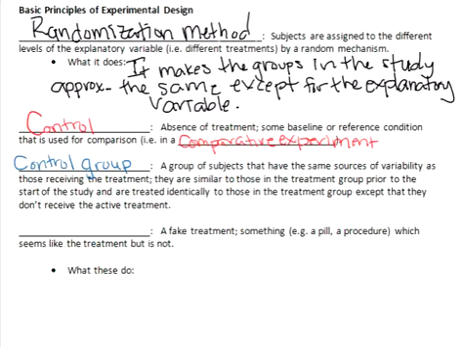Lastly, we have a placebo. A placebo is a fake treatment, which could be a pill or a procedure, which seems a lot like a treatment, but it's actually not. What this does is it tricks the mind into thinking that a person is getting treatment even though they aren't. And the reason that we would want that is because if you know you're not getting treatment, then you know you're not going to get better, and then you would make a very poor control group.